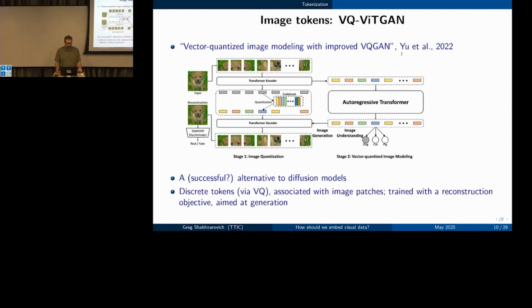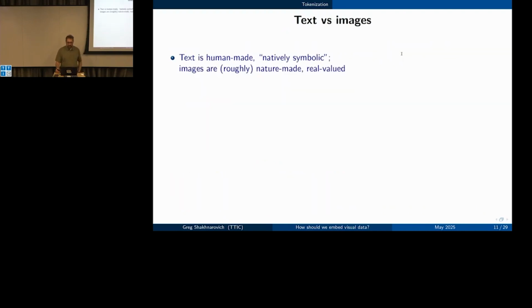All right. So again, observation: these are discrete tokens which are obtained after you quantize embedding vectors associated with image patches. So again, tokenization is kind of arbitrary and fixed. You have to train things with a reconstruction objective, and your goal is generation. So why does it make sense to borrow ideas from language, and what's different and similar between images and text?